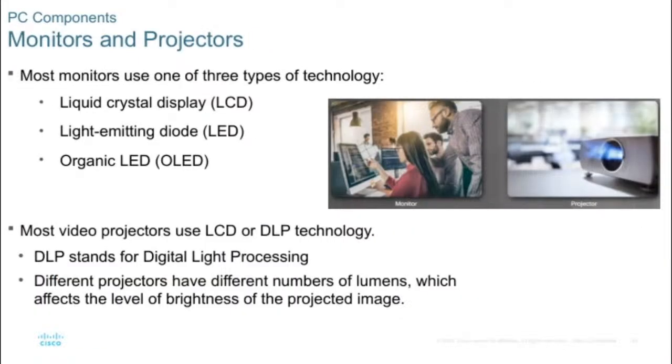Let's take a closer look at the main display technologies behind monitors and projectors. Most monitors rely on one of three types: LCD, LED, or OLED. When it comes to video projectors, LCD and DLP are the most common. DLP stands for digital light processing, a technology that uses tiny mirrors to create images. Another key factor in projectors is lumens, which measure brightness. The higher the lumens, the brighter the image, which matters a lot depending on your environment.